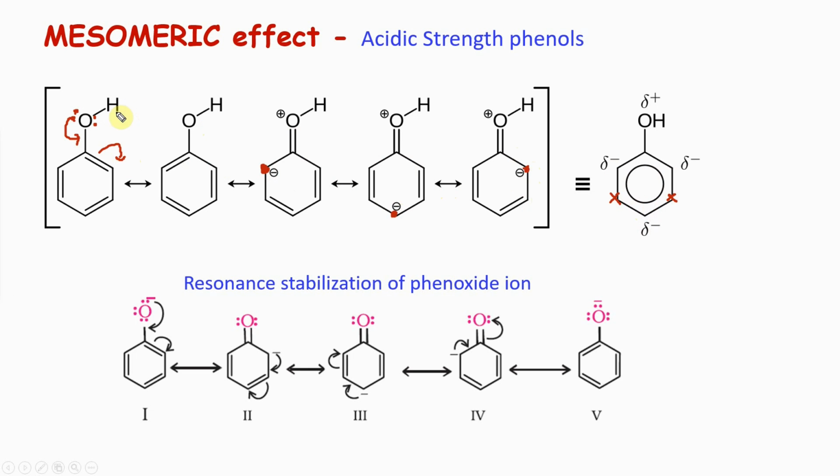Now, because this conjugation is possible, oxygen can give this electron, and this one can take it. And let the hydrogen go. Hence, phenol is a stronger acid. That's one way of seeing.